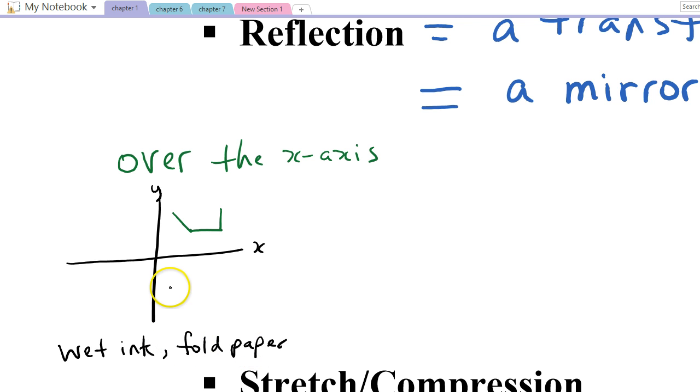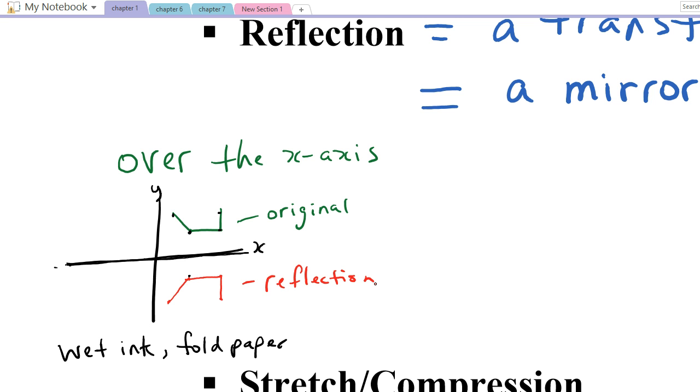Where do I fold it? I fold it across the x-axis. If that's where I fold the paper, then where do these points reflect? This one reflects over here, this one lines up over there, and then over here, and this one's more over there. You see we get a new shape. This one was reflected. Here's the original, and here is the reflection.